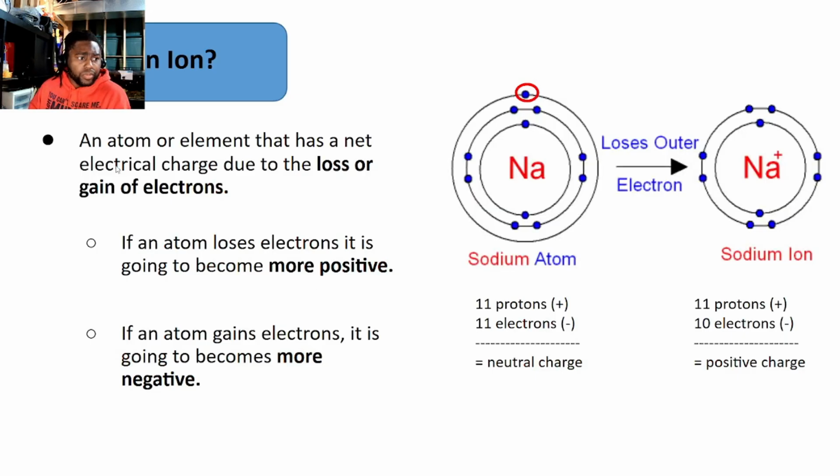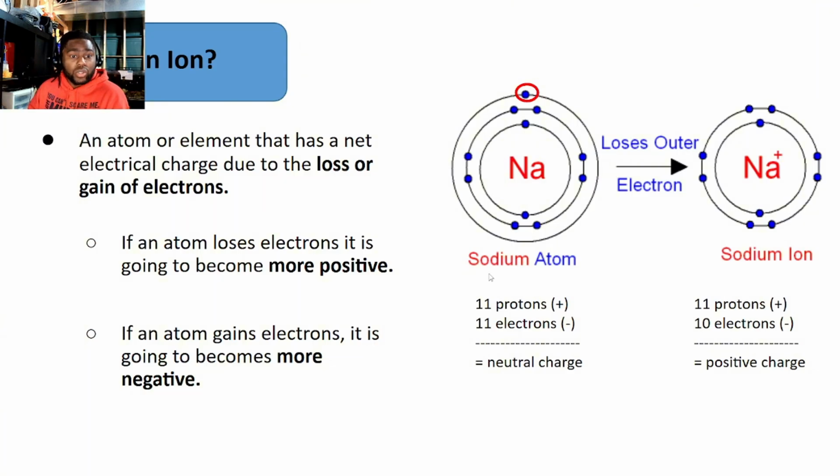What is an ion? Well, it's an atom or an element that has a net electrical charge due to the loss or gain of electrons. Okay, and here we have a Lewis dot diagram to kind of help you out. And if you're not sure about what Lewis dot diagrams are, maybe I'll post an additional video in here to help you guys out. But essentially, if an atom loses electrons, which is typically our metals, it's going to become more positive because you're losing negative things. And if an atom gains electrons, it typically becomes more negative.